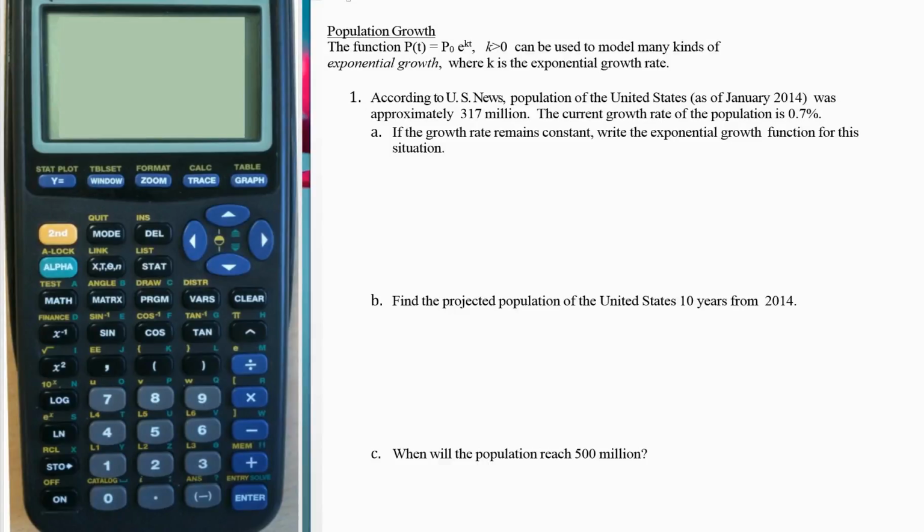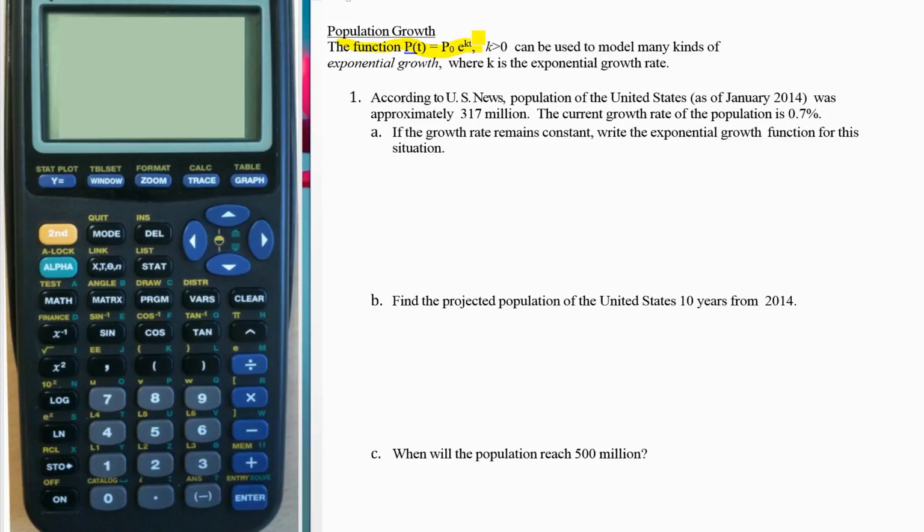It says the function P of t equals P0 e to the kt, where k is greater than 0, can be used to model many kinds of exponential growth, where k is the exponential growth rate. Now, it may look like a new formula, but you've actually seen this before. This is the same formula that we saw for continuously compounded interest. We're now just talking, instead of about a bank account and money, about a population growing. So we could be talking about people growing or bacteria growing or how a certain population of animals is growing.